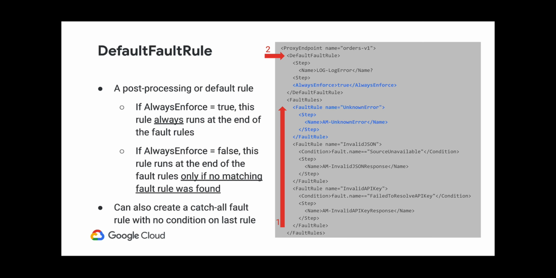So it's good practice to define a default fault rule. This acts as a post-processing or catch-all rule. If always enforced is set to true, then this rule always runs at the end of the fault rules. If it's false, then the rule runs only if no other matching rule was found. This allows you to ensure a consistent error response is always sent back to the client.